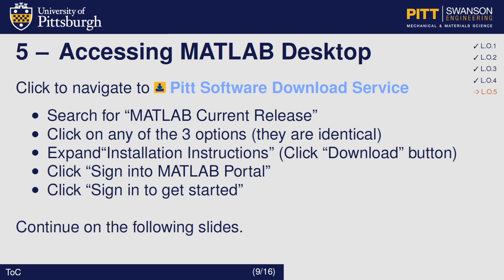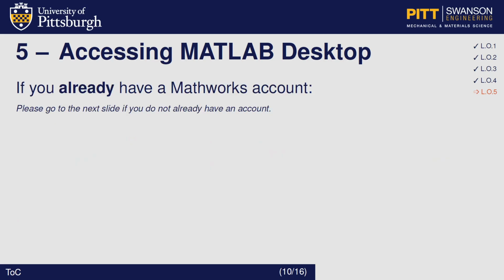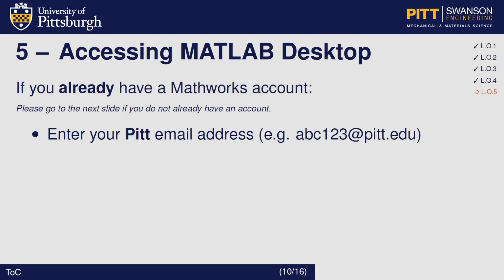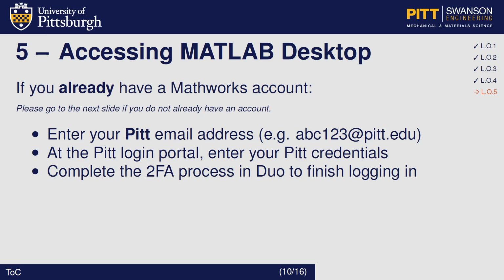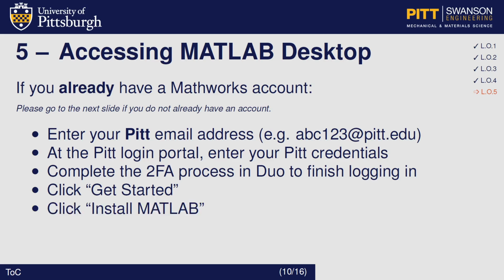And then in the downloaded PDF, the instructions will continue on the following slides depending on whether or not you have an account. So, if you already have a MathWorks account, enter your PIT email address here, for example, abc123@pit.edu, and then at the PIT login portal, enter your credentials, complete the two-factor authentication process in Duo, and then click the button Get Started, and then click the button Install MATLAB. In the downloaded PDF of this presentation, the hyperlink at the bottom of this page will then navigate to the slides where these instructions continue.